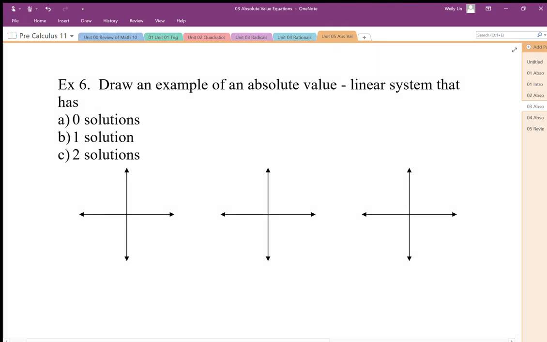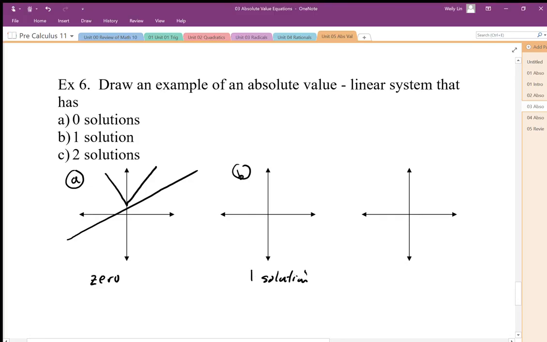So an example of absolute value in linear system, so one absolute value and one line. If I have 0 solutions, okay, so this is my A, I could have a V-shaped graph like this, and I can have a line that does not cross. So that's 0 solutions. For B, 1 solution. Well, we saw an example of that when we drew it. So we have our V-shaped graph here, and we can have the slope of this graph such that it would never intersect one arm but does intersect the other arm. So there's 1 solution.